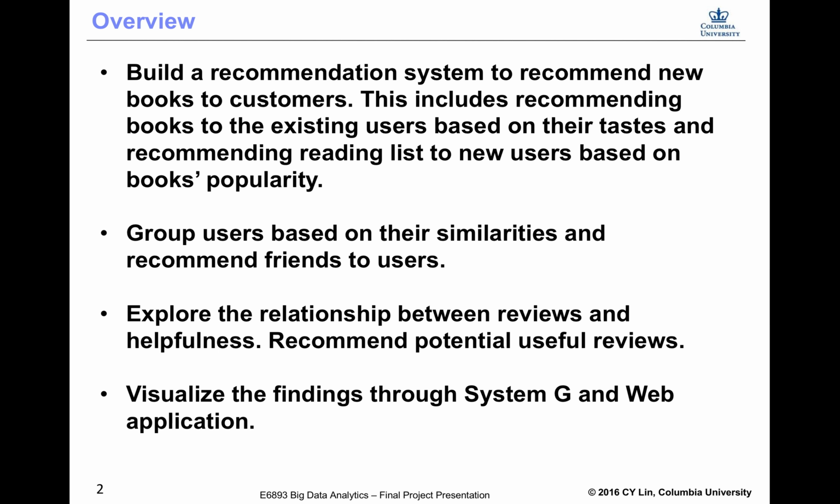on books' popularity. And the second recommendation is to recommend friends to users based on their similarities on books. And the third recommendation is to recommend potentially useful reviews. And finally, we will visualize these findings through System G and our web application.